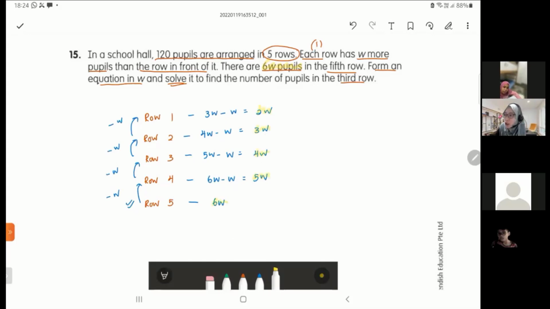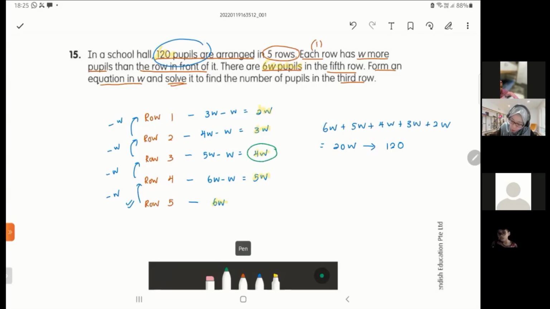And it is a total of 120 pupils. So if I take all the W's together, I add up 6W plus 5W plus 4W plus 3W plus 2W. This will give me 20W. 20W is 120 pupils. I want to find my third row. My third row means I want to find my 4W, this one.